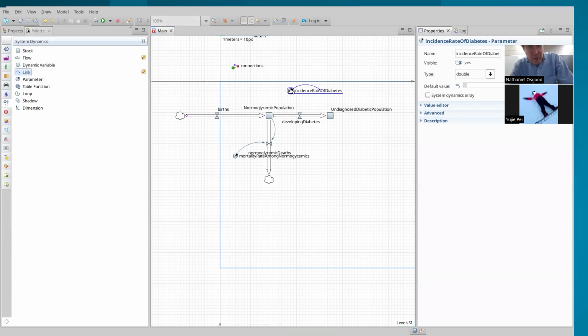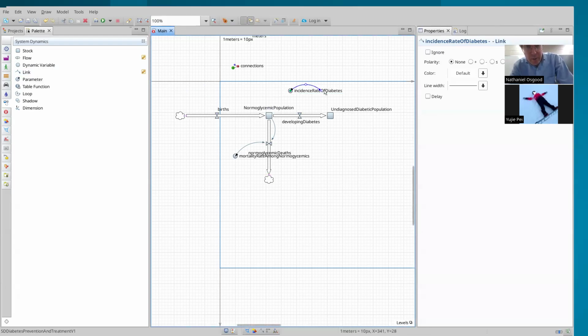So we're gonna drag this over, make sure it's green. And on both sides, green here, it goes from this to this, because developing diabetes is depending on the value of this parameter. It's also depending on the value of the normal glycemic population. If there's nobody at risk, nobody will be developing diabetes.